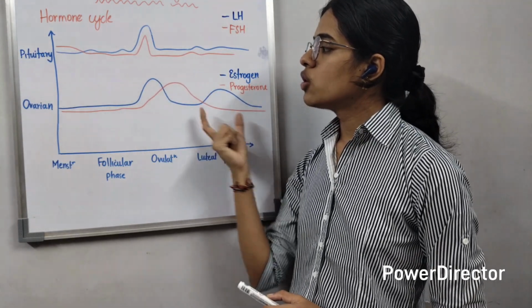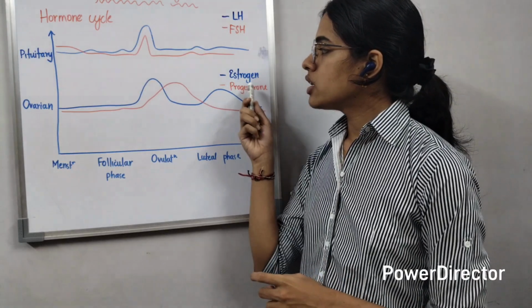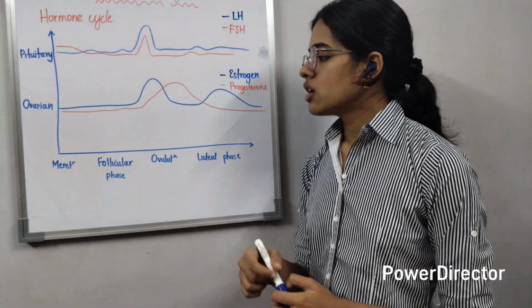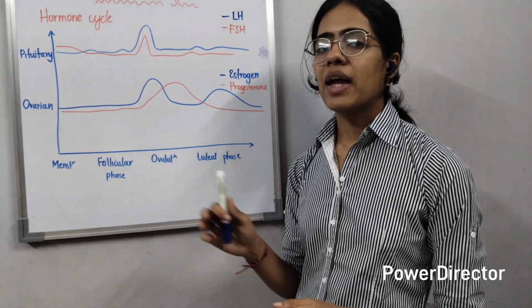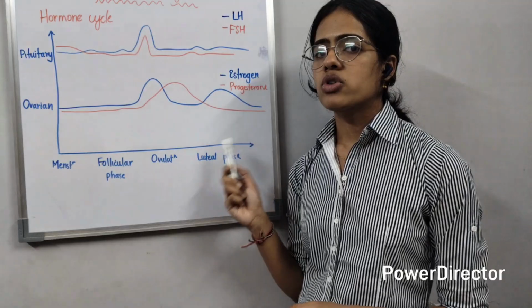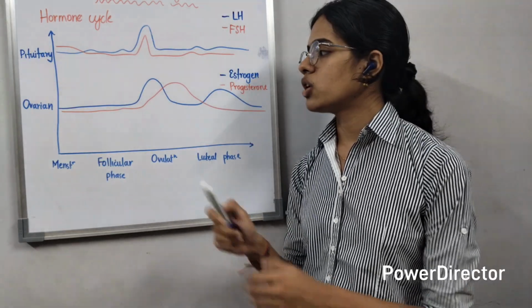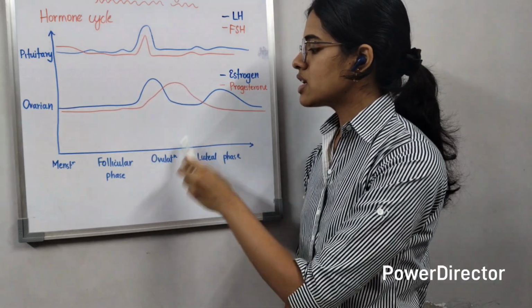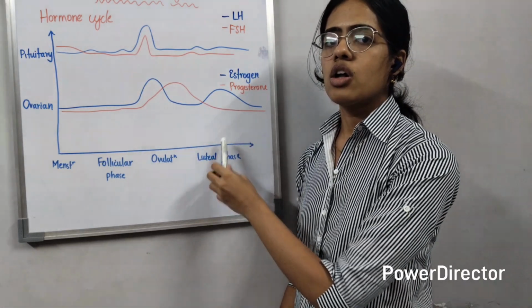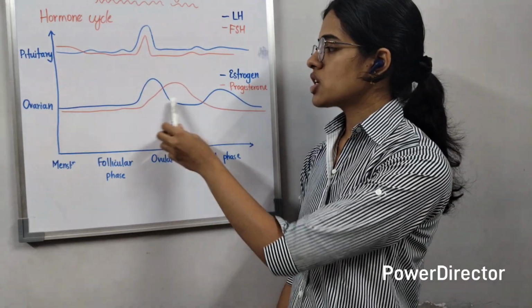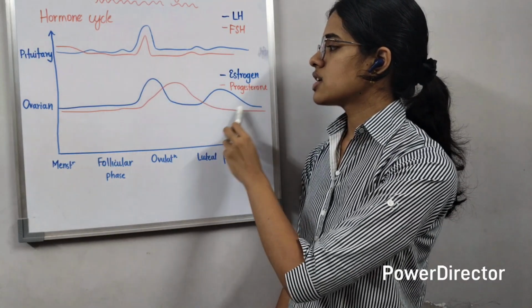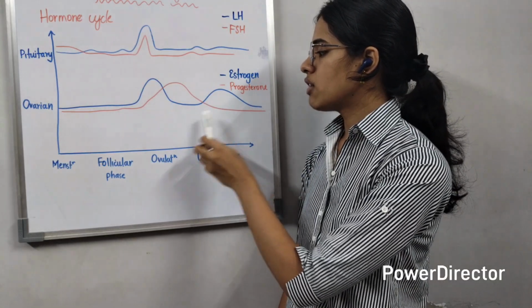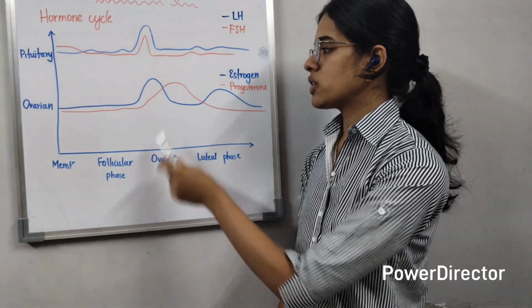When it goes to the luteal phase, the release of progesterone increases in the ovary. This contributes to the maintenance of the endometrial lining. Progesterone is important for the maintenance of the endometrial lining, which is why the progesterone levels are increased during the initial phases of the luteal phase. Along with that, the estrogen also contributes to the regeneration of the endometrial lining.